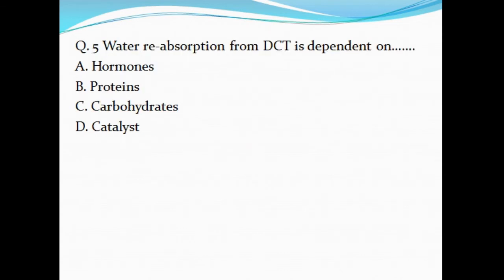Question number 5. Water reabsorbed from DCT is dependent on A. Hormones, B. Proteins, C. Carbohydrate, and D. Catalyst. I have already given the answers to all of these questions in my lecture.